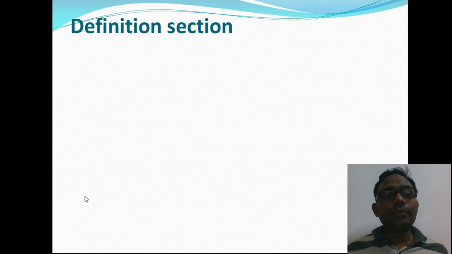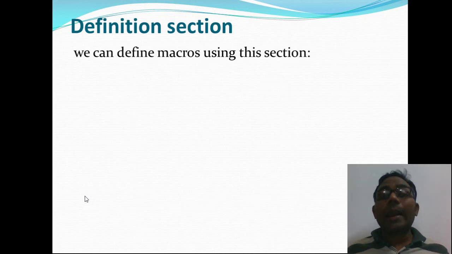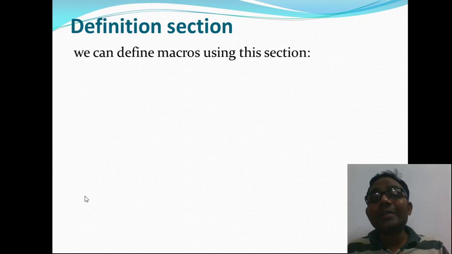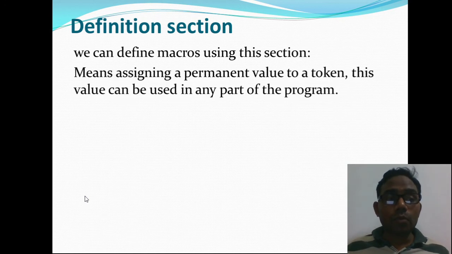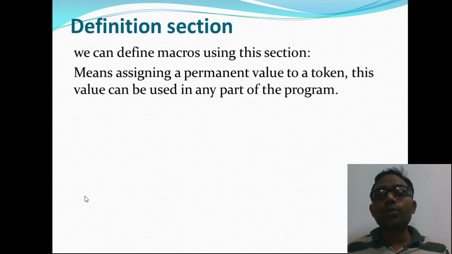Let us see the next section, the definition section. Now if you want to define macros, macros are going to expand at runtime. Now we are going to use this section. It means we are going to assign a permanent value or a constant value to a token, a token or an identifier, whatever you call. This value can be used in any part of the program.